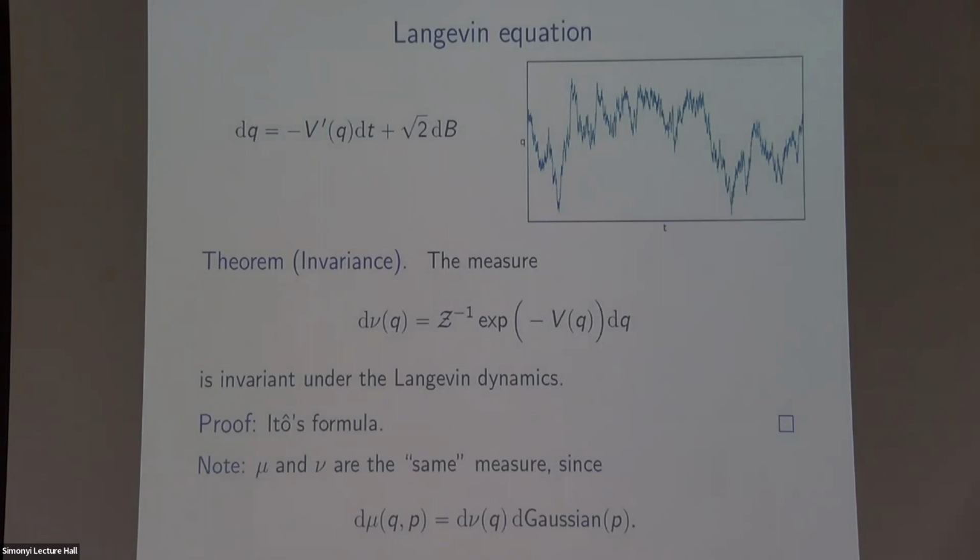Okay, so this is the result, and this measure looks very similar to what we had before. It has a normalization constant, it has an exponential, this time only with the potential energy, and the Lebesgue measure. So this one is just a measure on R. This one is just a measure on R, exactly.